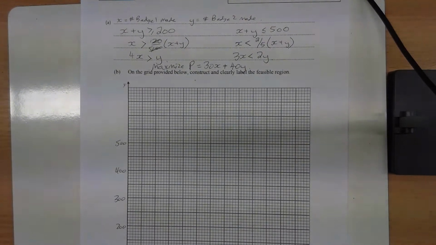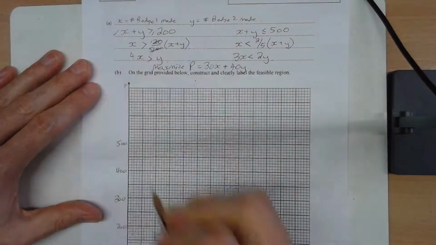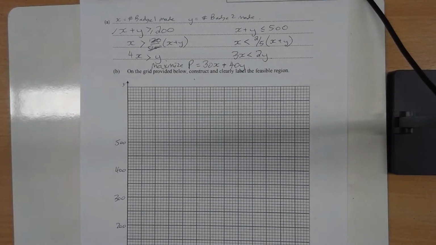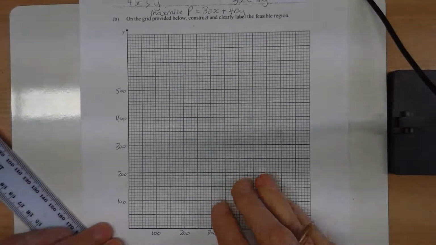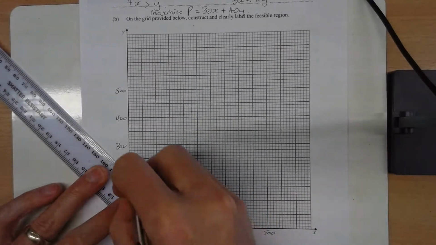So I've paused there in case I make a mistake on the next bit. Now we're going to put each of these inequalities onto our graph, quite a lot of them here. So the first one, x plus y is greater than 200. That's just going to be a line from 200 to 200 here, and it's a solid line because it's greater than or equal to.